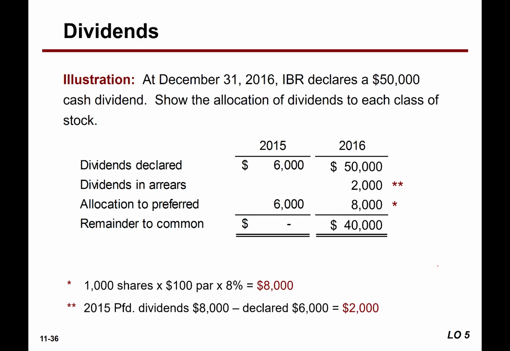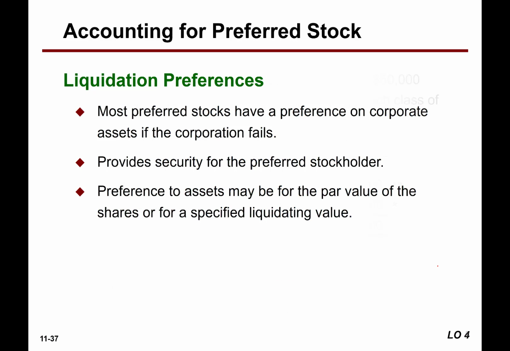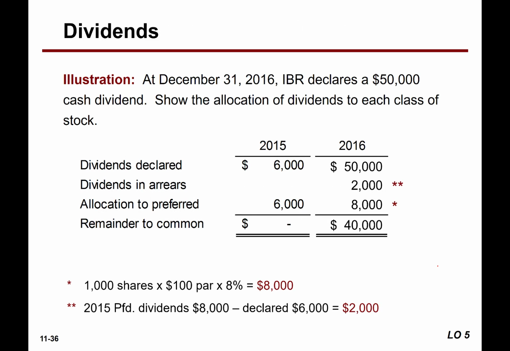The remainder is going to go to the common shareholders now, which is going to be the 40,000 for the current year. Okay, that's out of this 50,000 for the current year. They're asking for the current year 50,000, 2 from last year, 8 from this year, 40,000, and the preferred shareholders will get a total of 16,000.